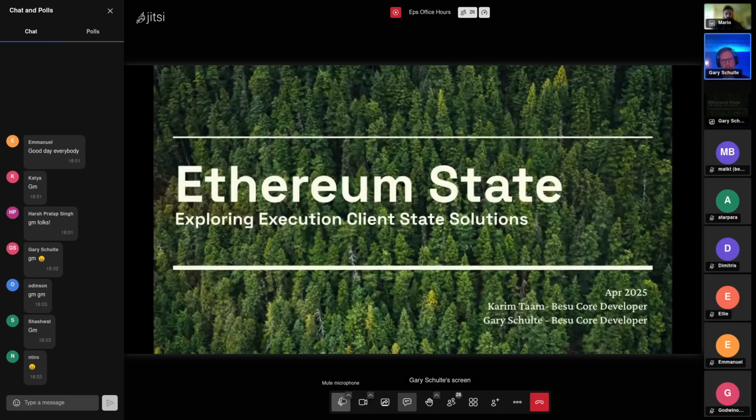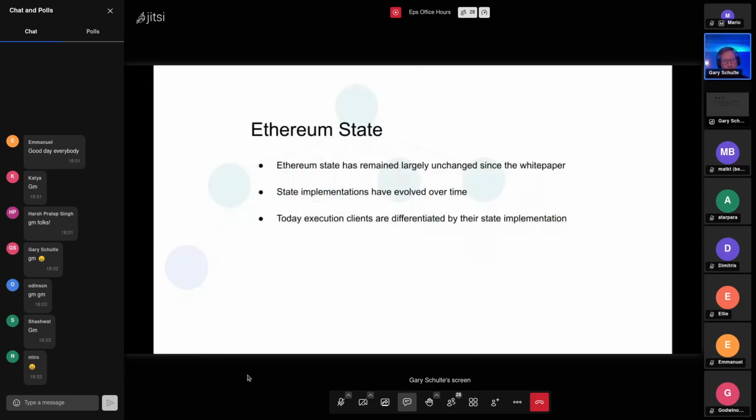Yes, working. So we're going to explore the Ethereum execution client state and the different solutions and implementations that have evolved over time through the different clients. As Mario said, I'm Gary. I work on Besu as a core dev, and Karim is joining us as well. He's really our deepest subject matter expert on state, so he's here to make sure I don't make too many errors. And with that, I think we can start.